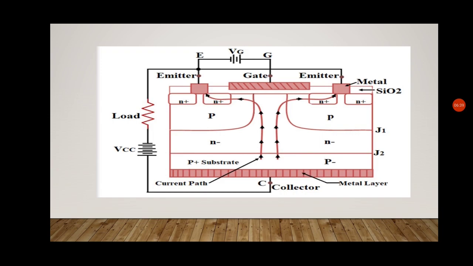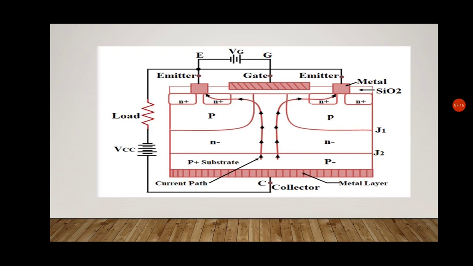Initially, considering that there is no voltage applied to the gate terminal, at this stage the IGBT will be in a non-conductive state. Now, if we increase the applied gate voltage, due to the capacitance effect of the silicon dioxide layer, the negative ions will get accumulated on the upper side of the layer and the positive ions will get accumulated on the lower side of the silicon dioxide layer.